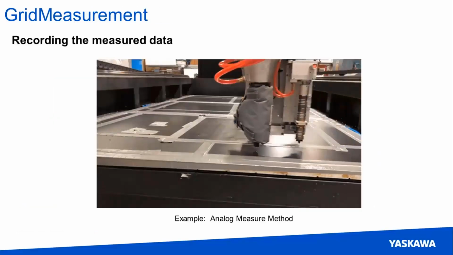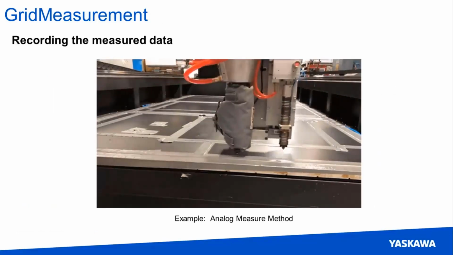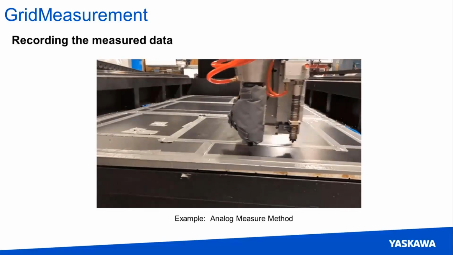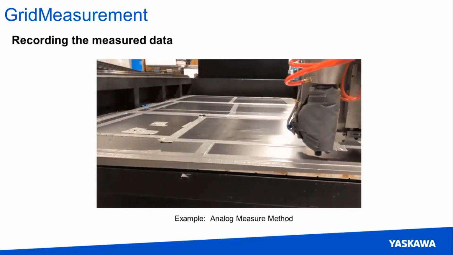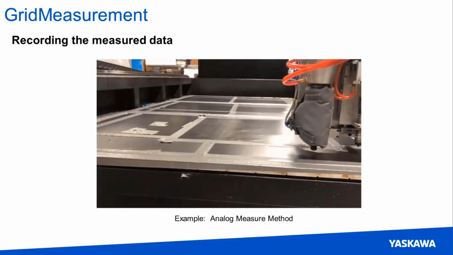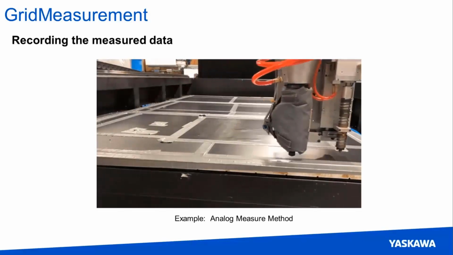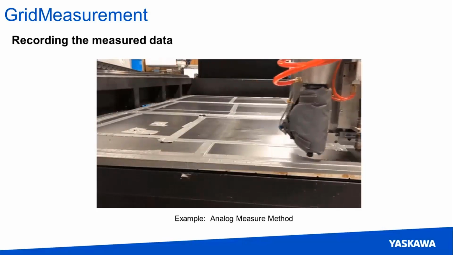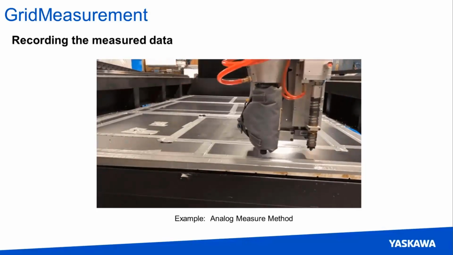Here's a GIF file of grid measurement running on a machine. I wanted to show this example so you have an image of what exactly it's supposed to be doing once it's running. The measure method that it's using is analog, and analog provides the fastest measurement method that we support. The reason being because it doesn't need to move down in Z until a trigger is sensed on the controller. That trigger could be a proximity sensor or your torque limit value that you set in the grid setup structure.